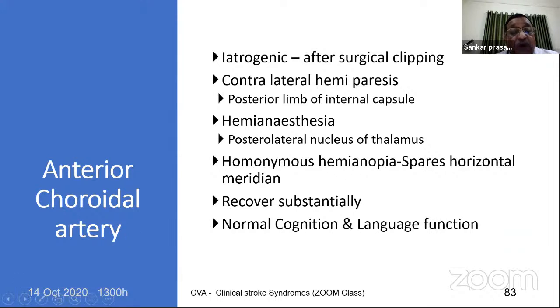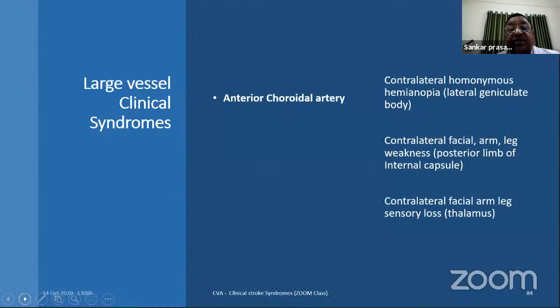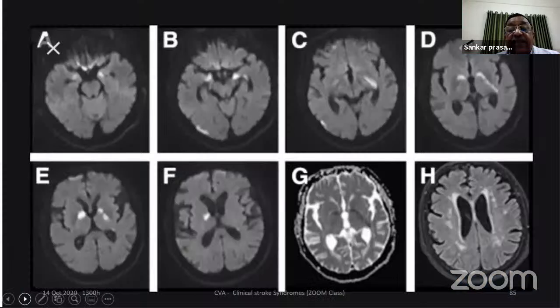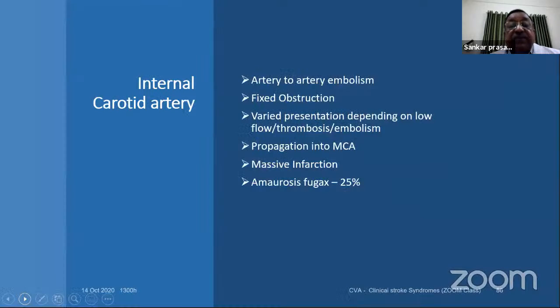So let us see how the image looks in anterior choroidal artery infarction. These were the features we have already said, and that's how it looks. The image on FLAIR MRI looks like this in anterior choroidal artery infarctions.